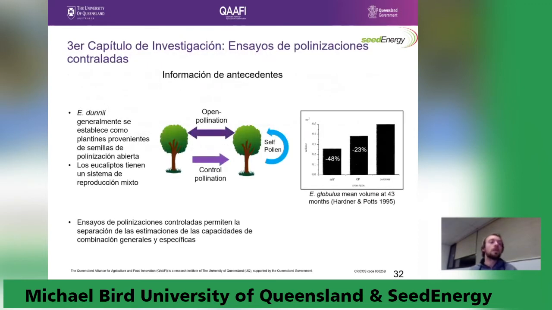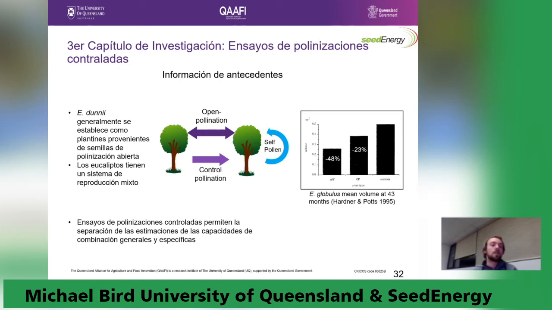So my third research chapter will look at the Danii controlled pollination trials. To give some quick background into these, Danii is commonly deployed from open pollinated seed, but eucalypts have a mixed mating system, which means that open pollinated seed will contain a proportion of selves. Selfing increases the expression of inbreeding depression, which has been demonstrated to reduce the performance of growth traits.